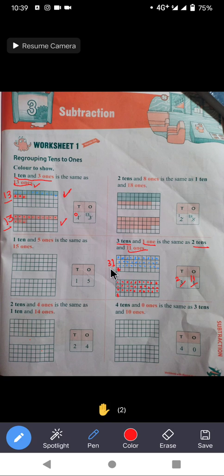Okay, now here how many we have filled? 31. So count these also, so we will get 31 here. Okay, here also we have filled 31. So both are same. If we regroup 3 tens and 1 one, we will get 2 tens and 11 ones. So both are same. 3 tens and 1 one is equal to 2 tens and 11 ones. If we regroup the numbers, there is no change in numbers.